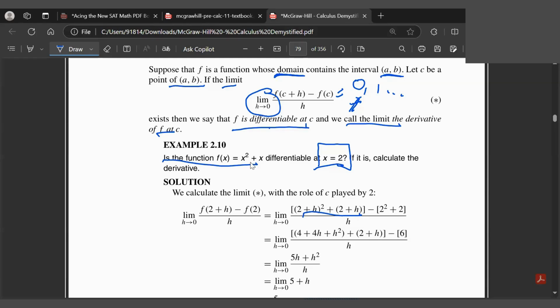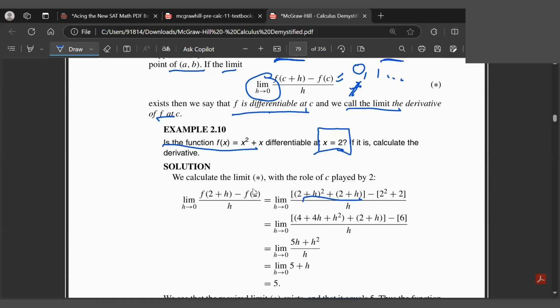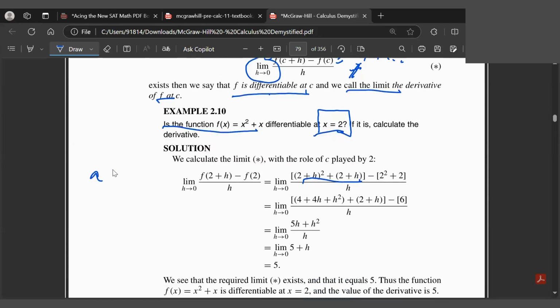Now minus f of 2. So what we have to put? 2 inside the function. So we will have 2 squared plus 2, divided by h. Now, do you know the rule of a plus b whole square? It's like a squared plus 2ab plus b squared. Yes. Okay. So for 2 plus h whole square, it is 2 square plus 2 times 2 times h plus h square.